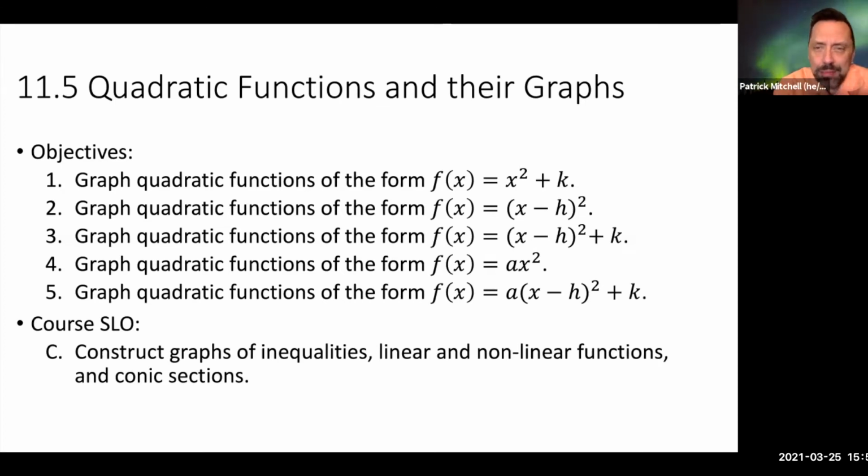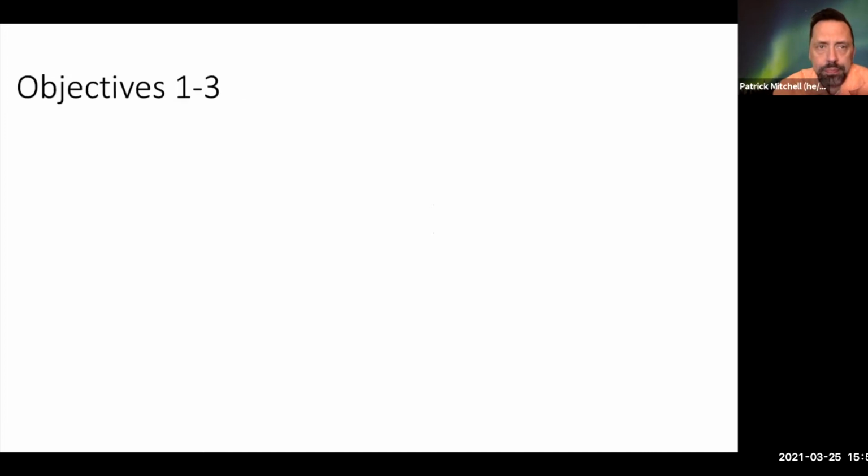So you can see the objectives here, 1 through 5, basically all just graphing quadratic functions in various forms. I'm not going to read all of those to you. The good news is that you already know how to do objectives 1 through 3, basically, because it's what we went over in chapter 8. And this is SLO, which is constructing graphs of inequalities, linear and nonlinear functions, and conic sections.